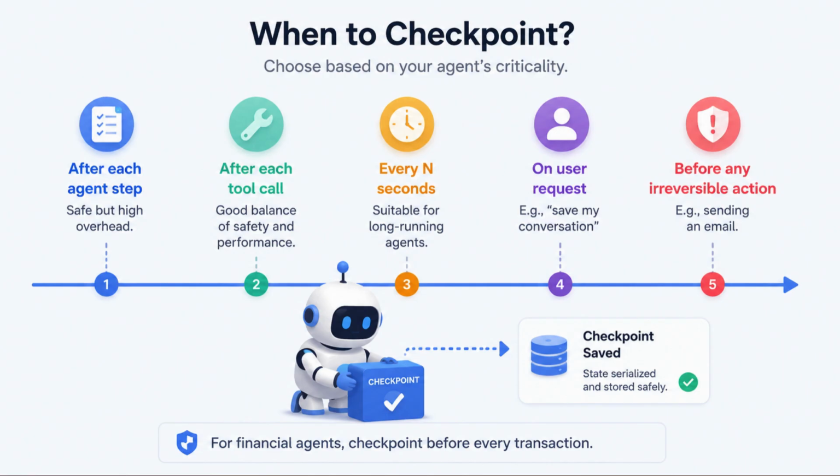Next, on user request, for example, save my conversation. Next, before any irreversible action, for example, sending an email. Choose based on your agent's criticality. For financial agents, checkpoint before every transaction.